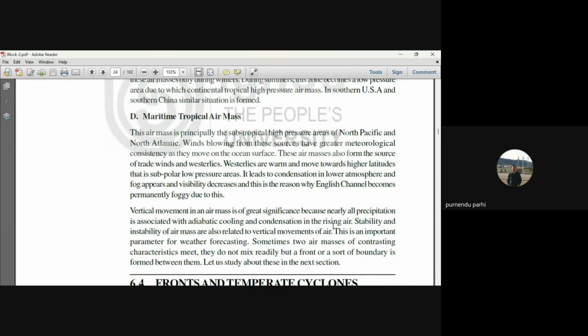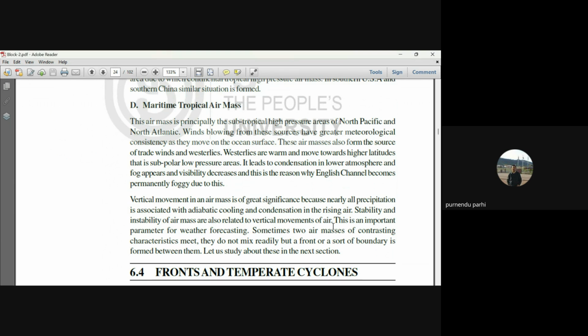Then maritime tropical air mass. The air mass is principally the subtropical high pressure area of North Pacific and North Atlantic. Winds blowing from these sources have greater meteorological consistency as they move on the Earth's surface. These air masses also form the source of trade winds and westerlies. It leads to the condensation of the lower atmosphere and fog appears and visibility decreases, and this is the reason why the English Channel becomes permanently foggy due to this.